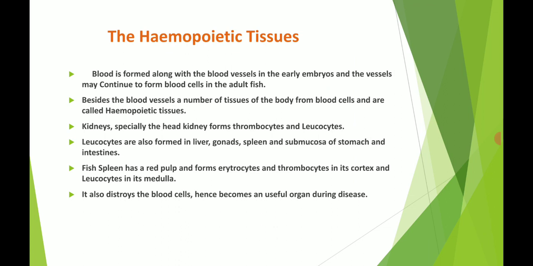Here are the various organs in these fishes that form the leukocytes, then the thrombocytes. The kidney forms the thrombocytes, and leukocyte cells are present in the liver, gonad, spleen and the submucosa of the stomach as well as the intestine. These are the hematopoietic tissues and the composition of the blood in the fishes.